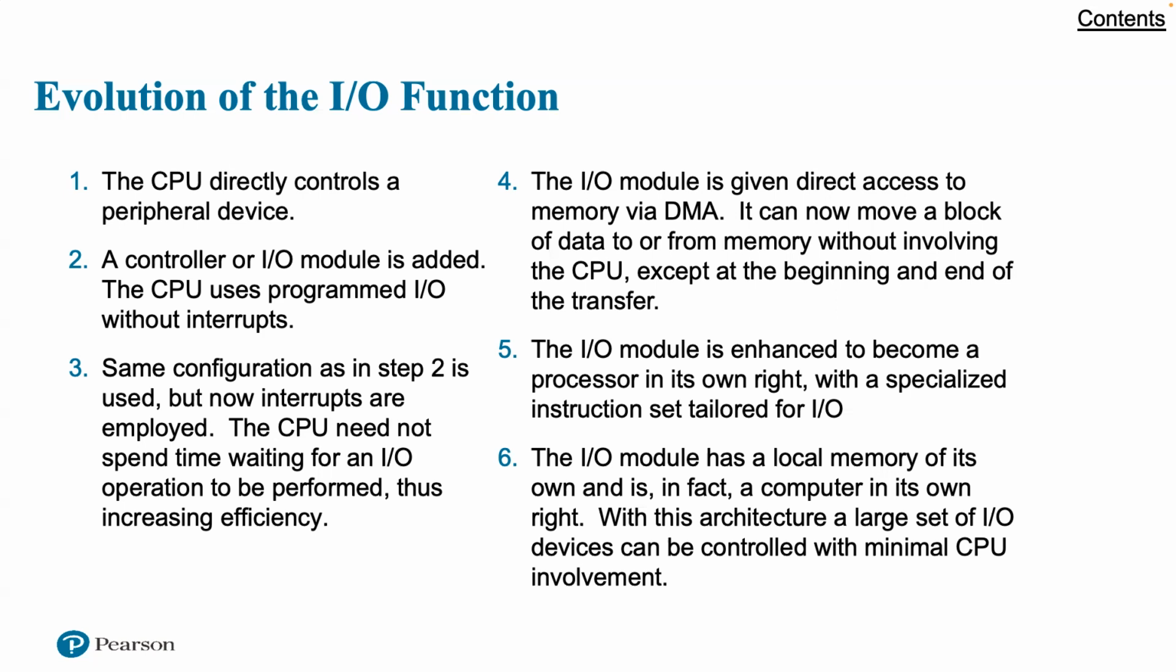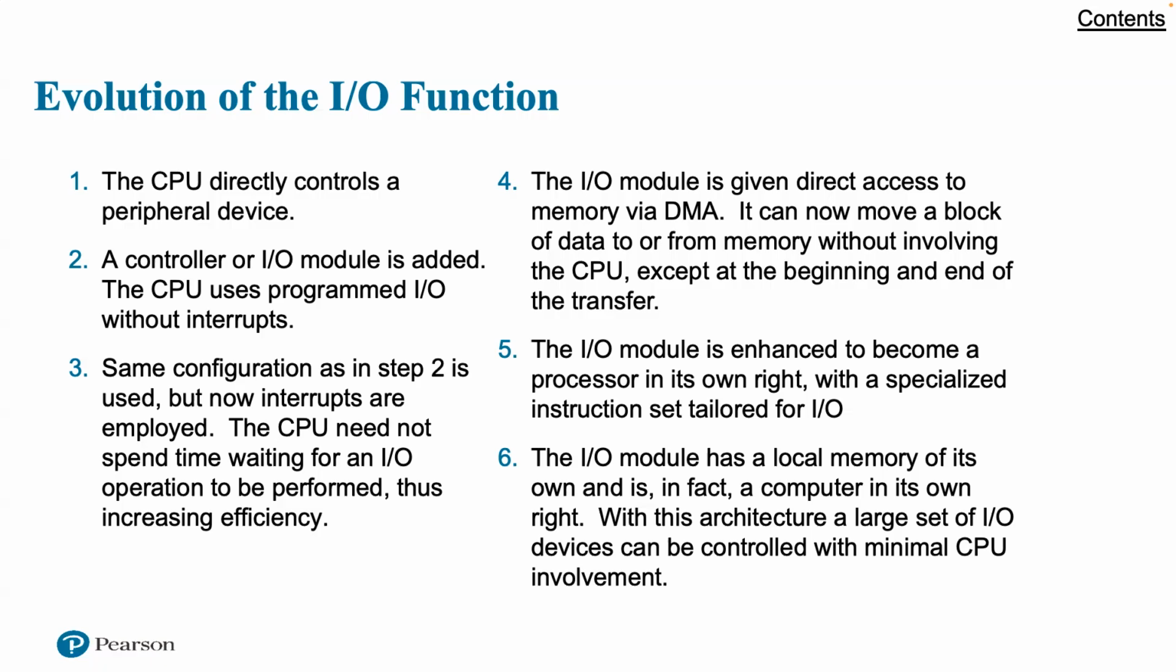With this architecture, a large set of I/O devices can be controlled with minimal CPU involvement. A common use for such an architecture has been to control communication and interactive terminals. The I/O processor takes care of most of the tasks involved in controlling the terminals. The I/O process proceeds along this evolutionary path. More and more of the I/O function is performed without CPU involvement. The CPU is increasingly relieved of I/O-related tasks, improving performance.